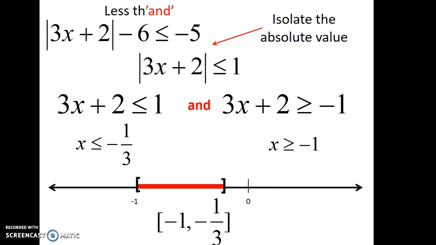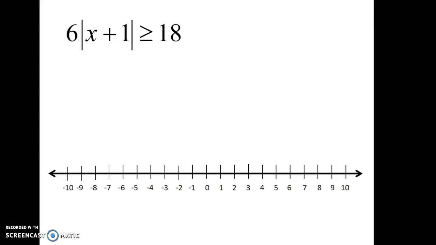So again, another version of this. Now we have something being multiplied by the absolute value brackets. So what we're going to do is divide by 6 on both sides. When you do that, you'll get this: the absolute value of x plus 1 is greater than or equal to 3. So because it's a greater than, it's an or.